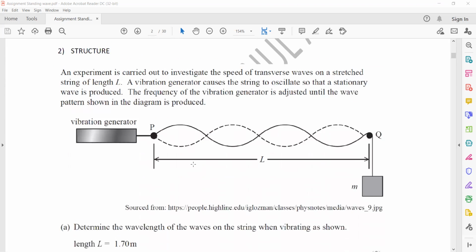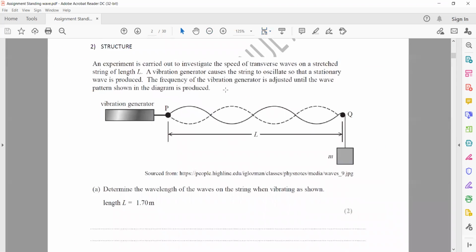Moving on to the next question, the structured question. An experiment is carried out to investigate the speed of transverse waves on a stretched string of length L. A vibration generator causes the string to oscillate so that a standing wave is produced. How is the standing wave produced? The vibrations travel, strike the pulley and bounce back. So two waves traveling in opposite directions give rise to a standing wave.